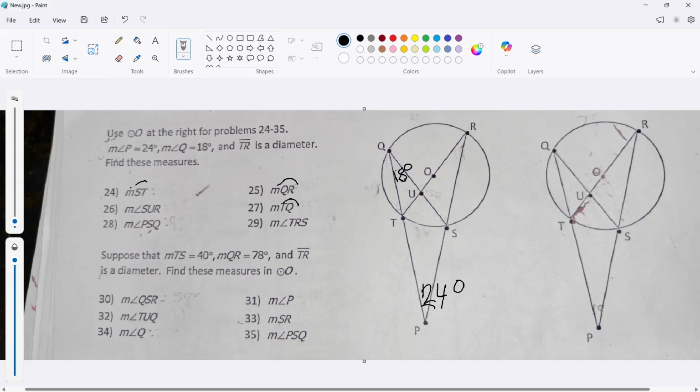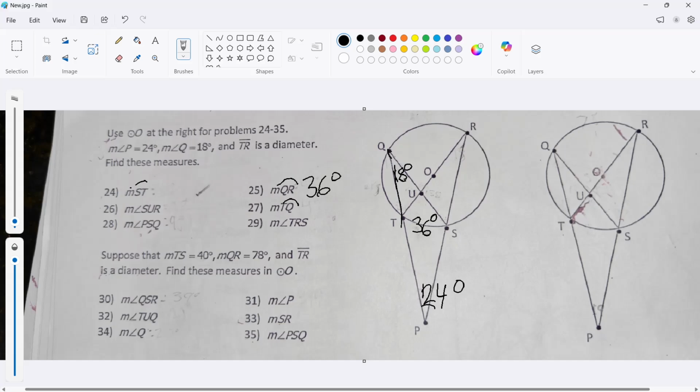Arc ST. Well, here the inscribed angle is 18, and it cuts out that arc. So that arc's going to be twice the inscribed angle, which is 36 degrees. So measure arc ST, 36 degrees.